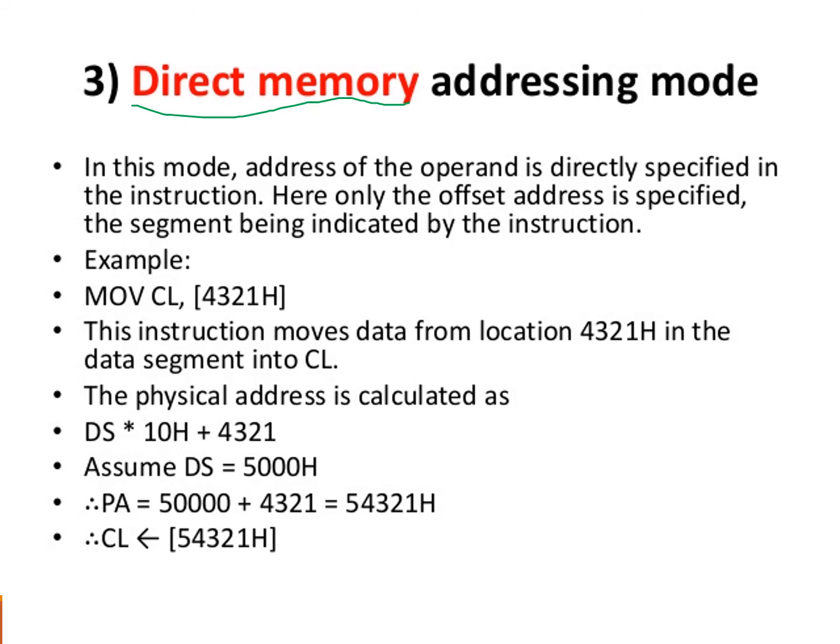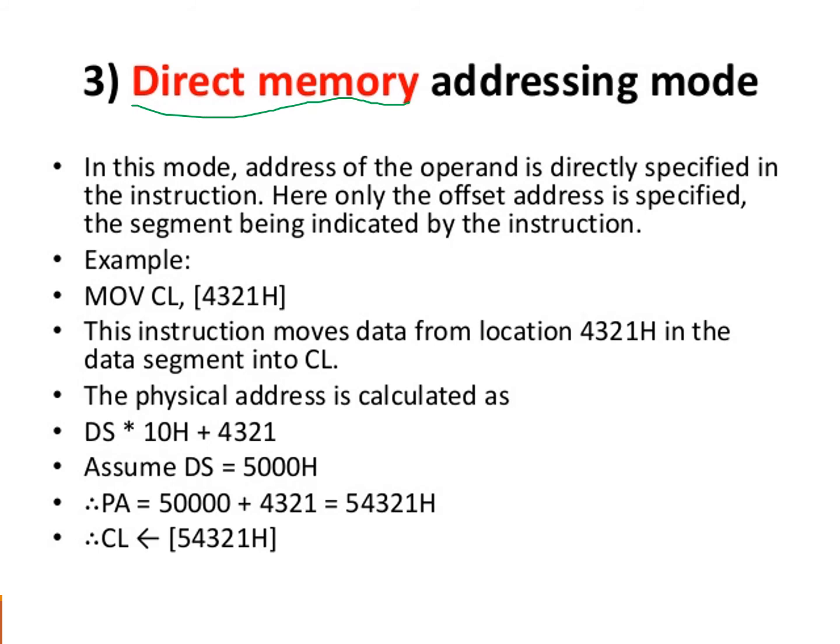Direct memory addressing mode. Once again, recall the previous two topics which we discussed. Immediate addressing mode, where the source operand is immediate data, and register addressing mode, also called register direct addressing mode, where the source operand is a register. From that we are taking the data directly for the execution of the instruction. Now the third type is direct memory addressing mode. What do you mean by direct memory?